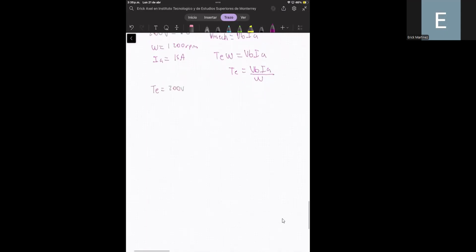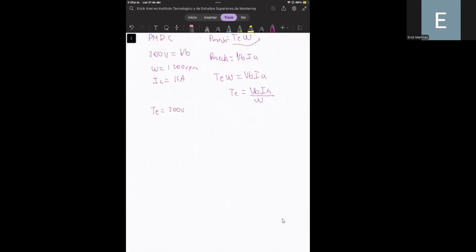So we can compute the electromagnetic torque as 2000 volts, which is the back EMF that the problem gave us. We also know the armature current, that is 50 amperes, and this is divided by the speed of the motor. Here we have the speed in revolutions per minute, but we can convert these revolutions per minute into radians per second.